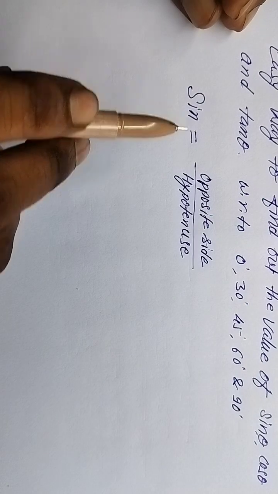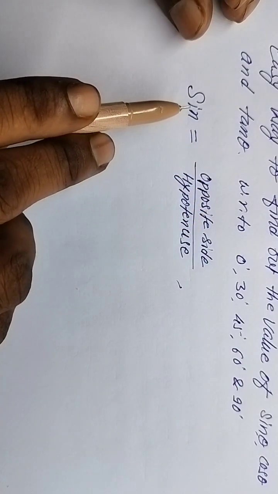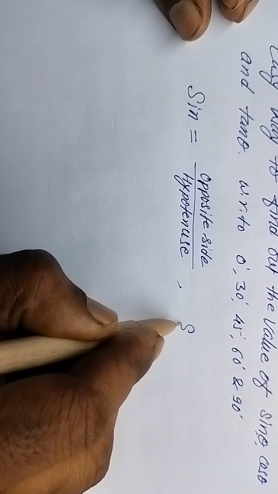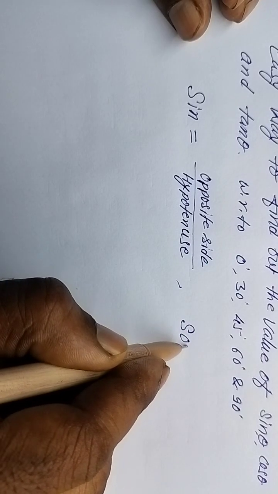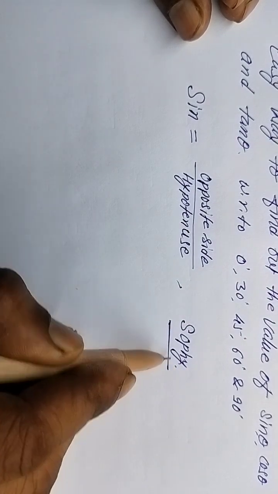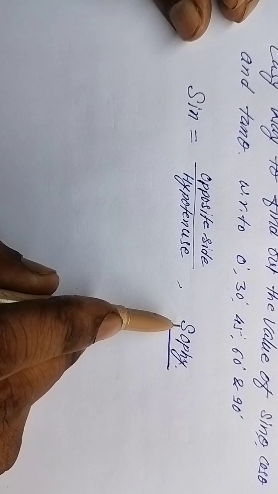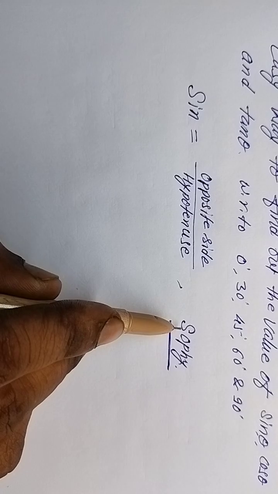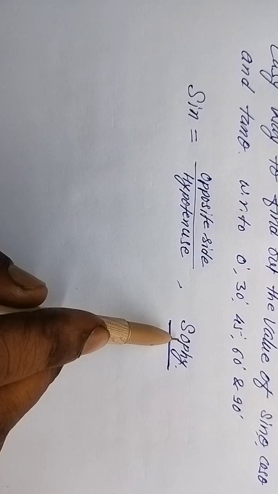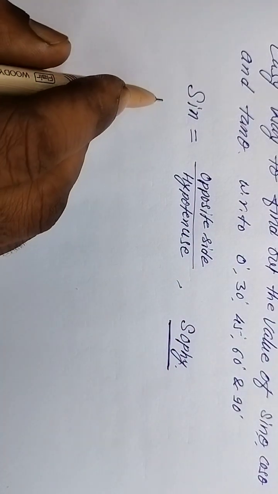So I have a word to remember for this formula. I use a single word for this, SOPHY. Look here, this is a word SOPHY. SOPHY can be defined as simple. This is a simple trick for remembering the formula. S for sine, opposite upon hypotenuse.